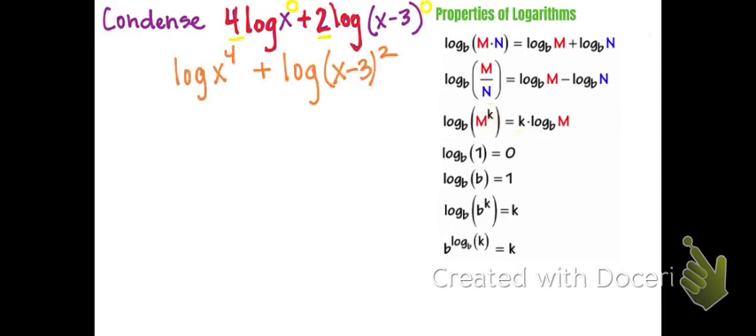Now that we've done that, we are finding the log of something, and we're adding it to the log of something else. So we can use this first property and take the two things we're finding the log of and multiply them together.